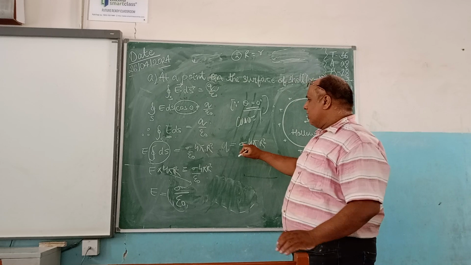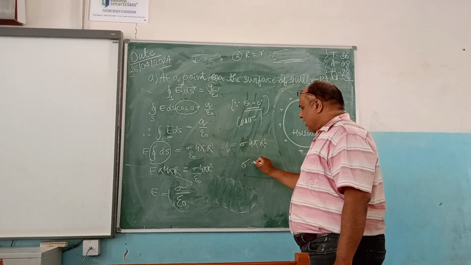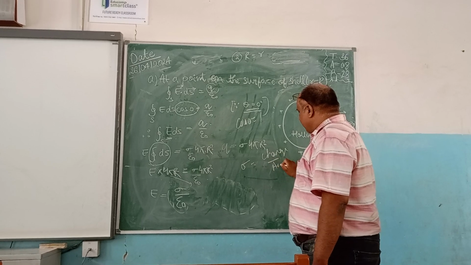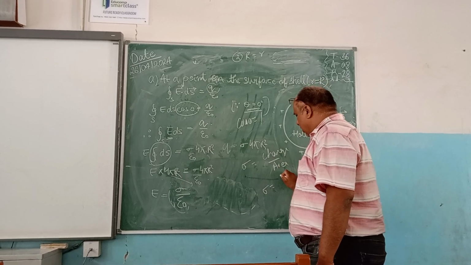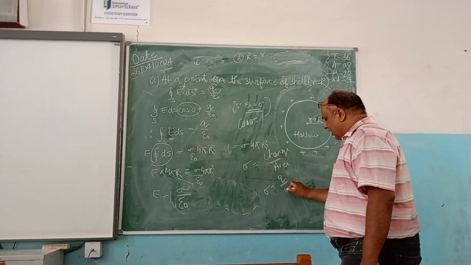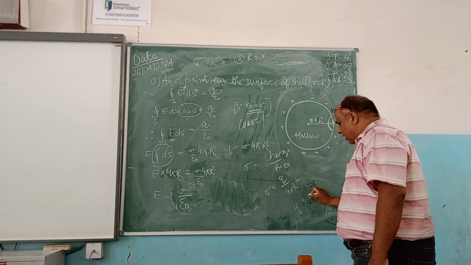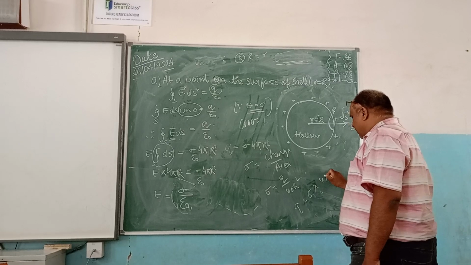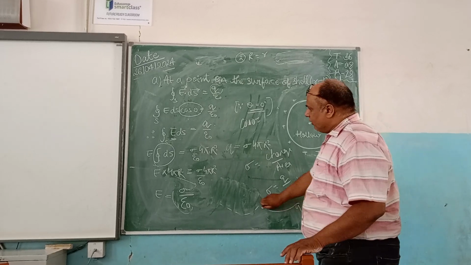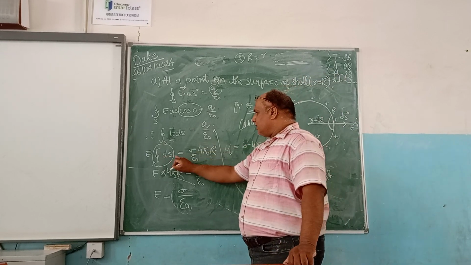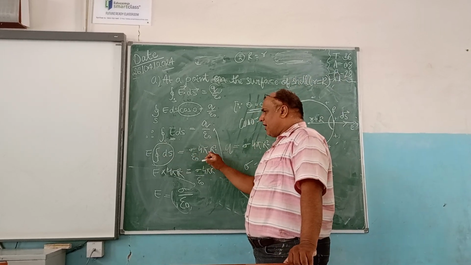We all know the surface charge density is equal to charge upon area. How much charge is here? Q. And the area is 4 pi r square. So Q is written as sigma multiplied by 4 pi r square. Put the value of Q in this equation. So closed integral E ds is equal to sigma by epsilon naught times 4 pi r square.